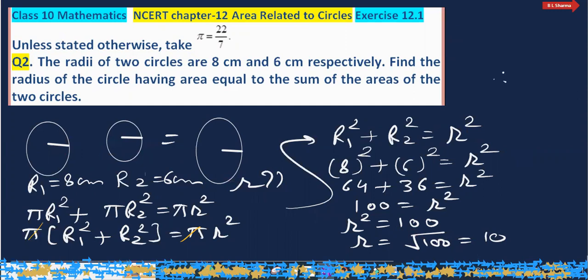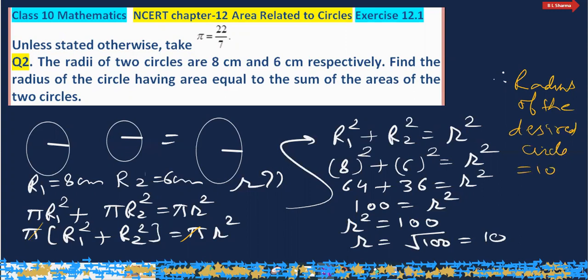Therefore, in the answer statement, you can write radius of the desired circle is equal to 10 centimeter. Answer. That is the answer. That's all for this question. ये जो सर्कल है इसका जो रेडियस होगा that will be 10 centimeter.